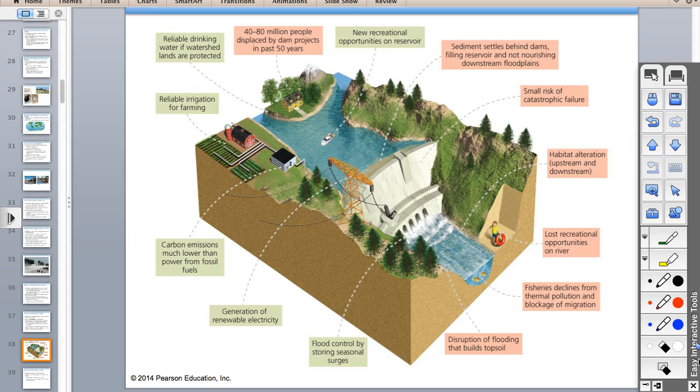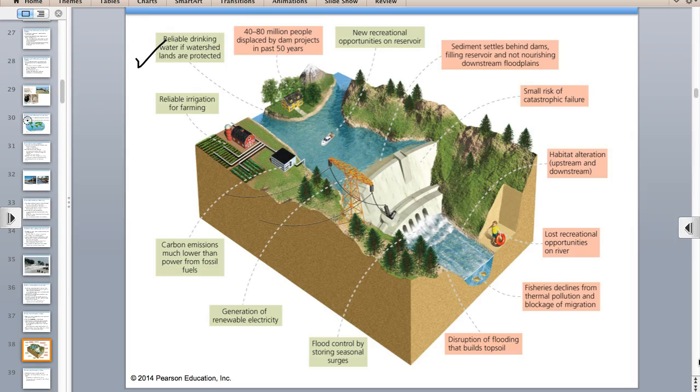Alright, so let's look at the positives and the negatives of dams. Positives: they give you reliable drinking water if the watershed is of good quality. That's a positive social cost, and that could be a positive economic cost because you could bottle the water and sell it. Reliable irrigation for farming is a positive economic thing.